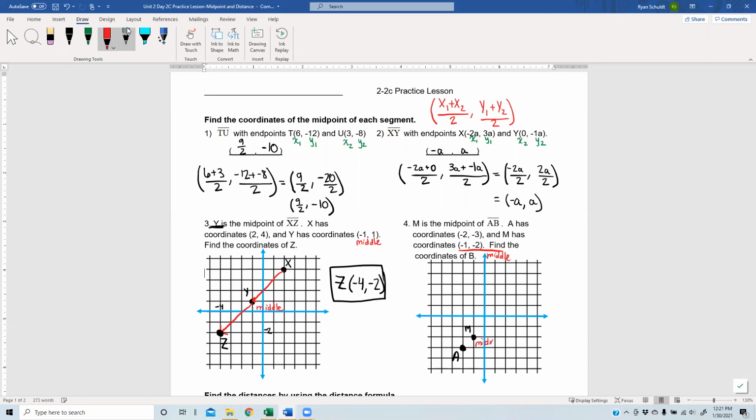Boom, M is the middle. So how did I move from A to M? I went up 1 over 1. So I'll do the same again. Up 1 over 1, and then I stop. That means B has to be right here where I stop in order for M to be in the middle. Well, what are the coordinates for B? We're on the y-axis, so that means B's got to be 0, and then we're down 1, so (0, -1).